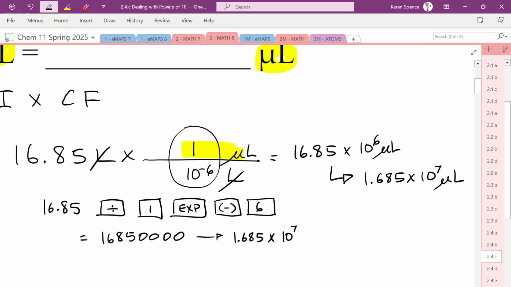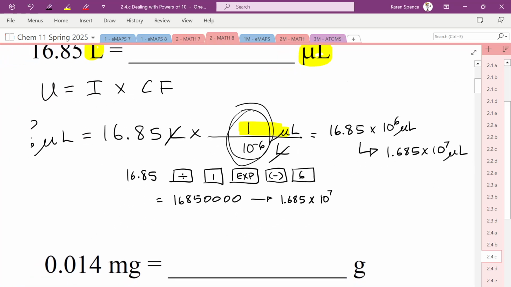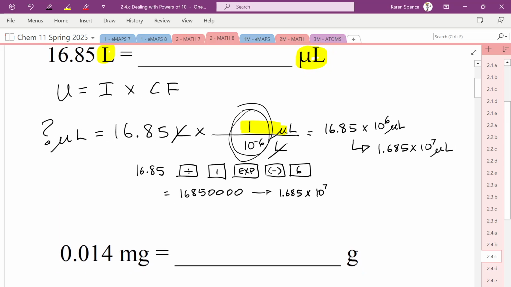So it's your choice whether you do it by plugging it in on the calculator, or if you have something in the denominator, you can change the exponent to the opposite sign and put it in the numerator. If that doesn't make any sense, just go with throwing it into your calculator. Okay? Shall we do another one? Here we go.